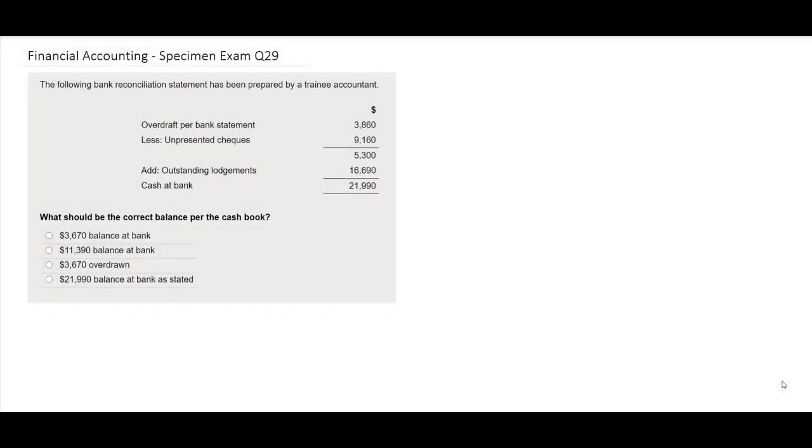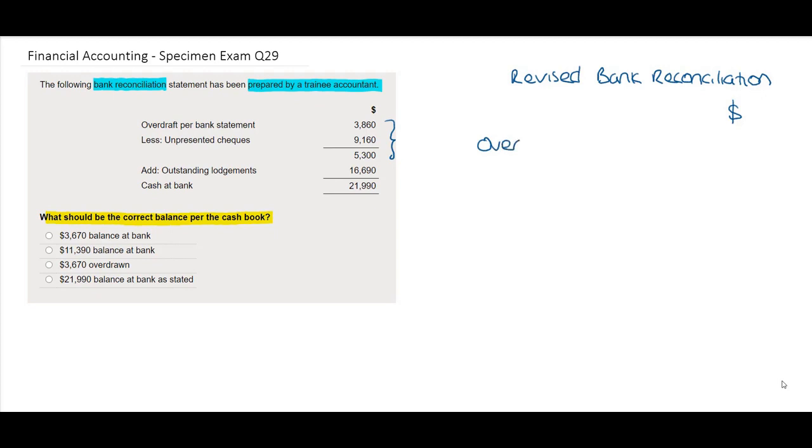In this question, we are being asked what should be the correct balance per the cash book. In order for us to find this cash book balance, we have been given a bank reconciliation in the information provided, and we're told that it has been prepared by a trainee accountant. Looking at the bank reconciliation that has been prepared, I can see that there are addition errors, in particular looking at the top half. And so I'm going to prepare a revised bank reconciliation. Working through each of these numbers, the first number we have is the overdraft as per the bank statement.